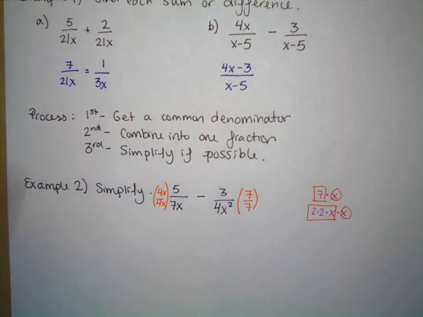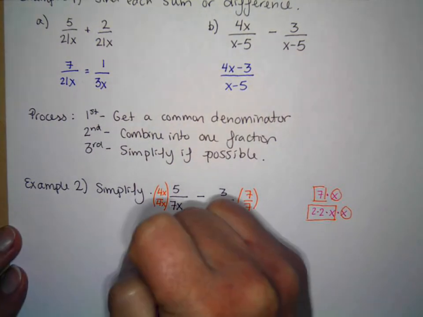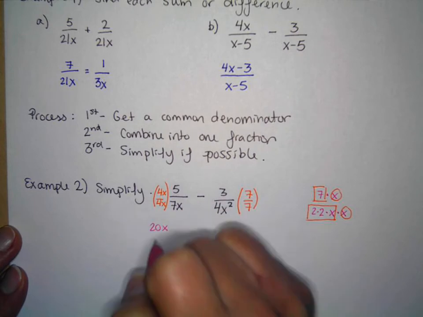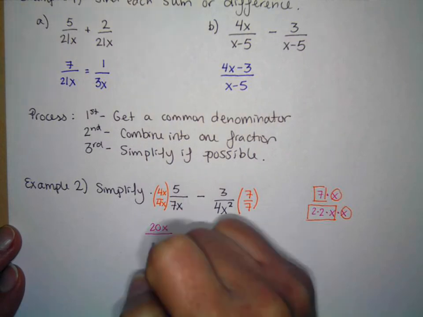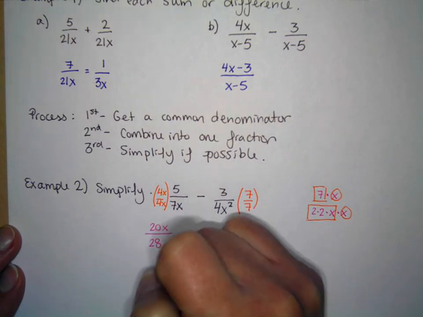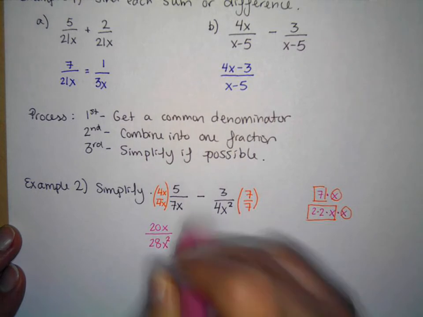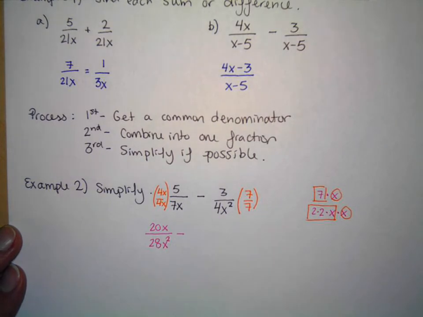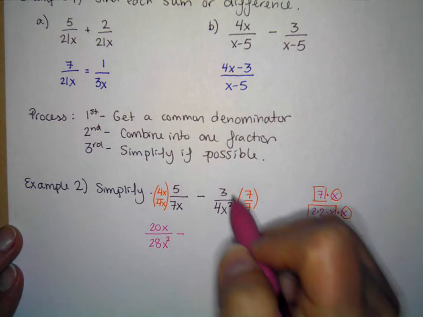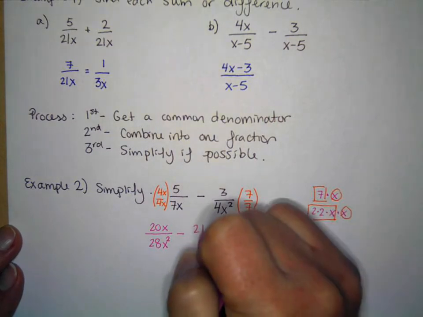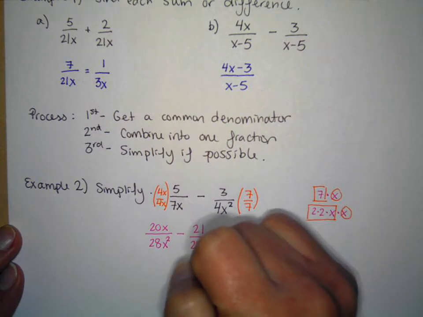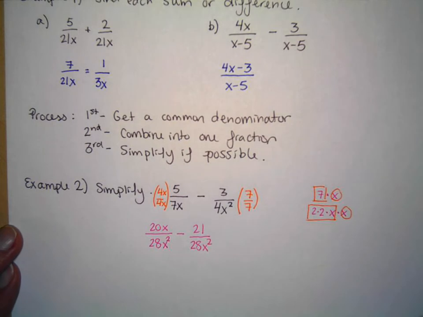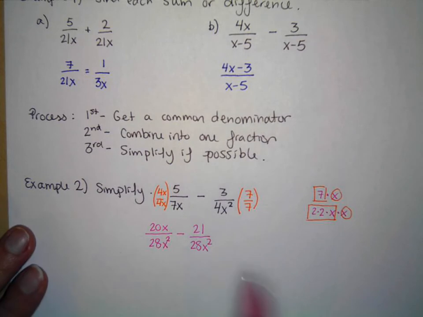So now if we go ahead and multiply, 4x times 5 is 20x. And in our denominator, 4x times 7x, 4 times 7 is 28, and x times x is x squared. On our second fraction, 3 times 7 is 21 over 4x squared times 7 is 28x squared. And now we have a common denominator, so we can actually combine this all into one fraction.